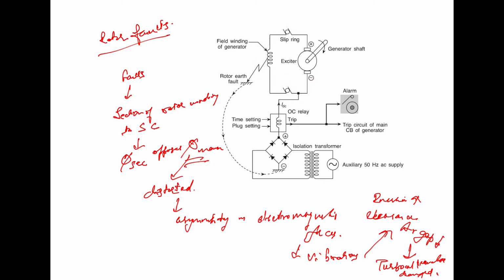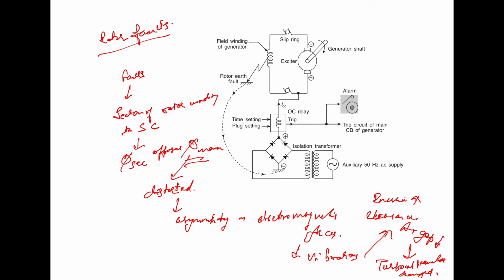In this case you will see an external voltage source is superimposed. This voltage source is superimposed on the rotor circuit, and the external voltage source is grounded, so that the very first rotor earth fault causes a DC fault current to flow, which is easily detected by the overcurrent relay. So this is how it can be done.